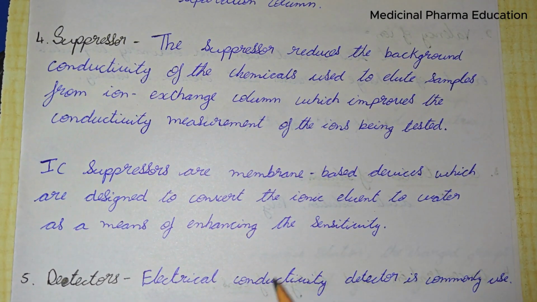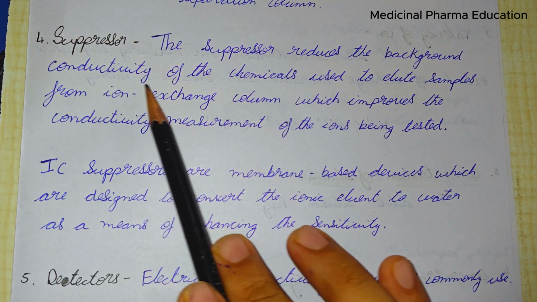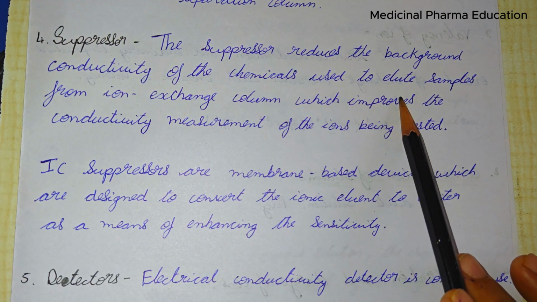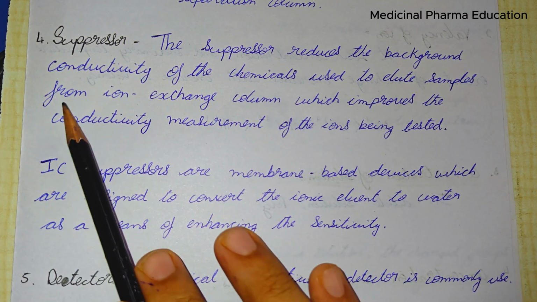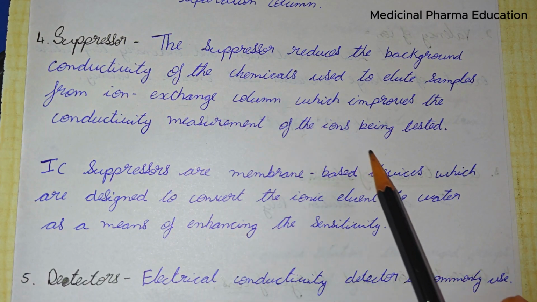Next, suppressors reduce the background conductivity of the chemicals used to elute sample from an ion exchange column, which improves the conductivity measurement in the ion.